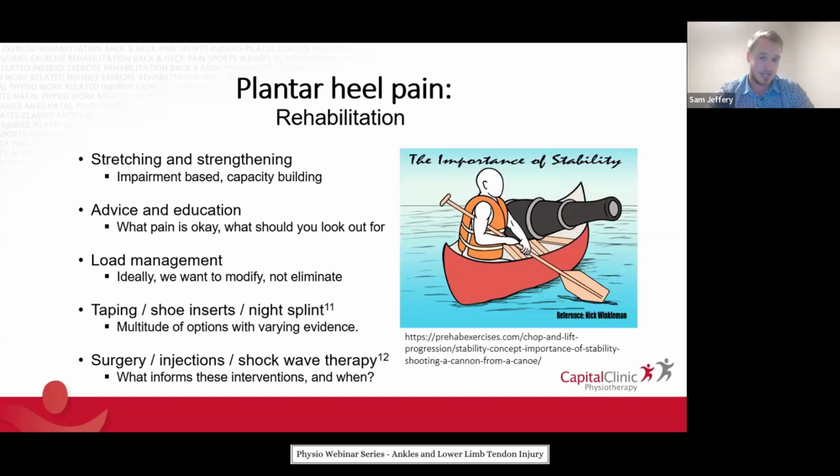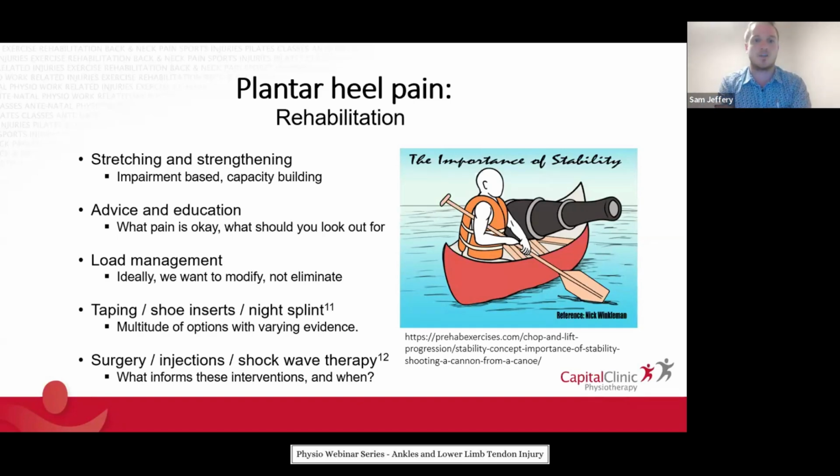Advice and education, probably the most important here, and particularly I think communication between healthcare professionals who might be looking after someone with plantar heel pain, whether it be GP to physio to podiatrist to specialist, making sure everyone at least is on the same page so the patient isn't getting mixed messages, because as I said, there's so much that we can offer, and what might be right for someone might not be right for someone else. And anything that we're telling a patient, we want to be reiterated by everyone else.